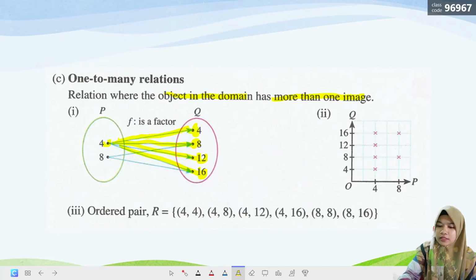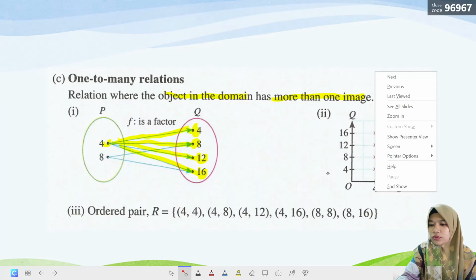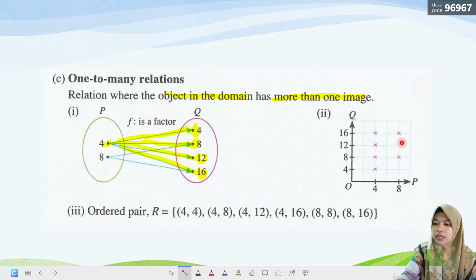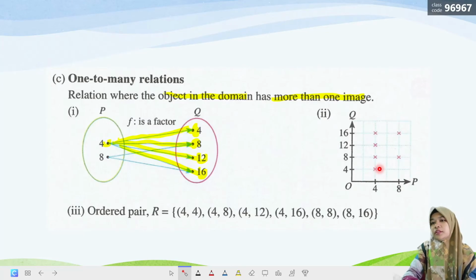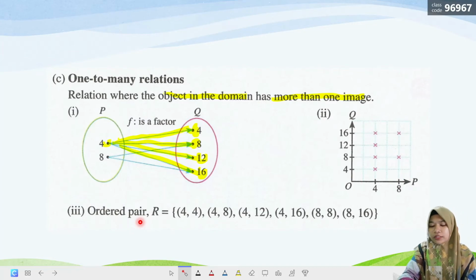Right? And this one, okay, number 2 ni, how you represent by using a graph. Apa yang awak nampak based on this plot? Okay, contohnya kalau set P 4, set Q 4. Okay, set P 4, set Q 8 and so on. When you plot, akan dapat berselerak dia punya plot tu. Okay, awak nak sambung dengan straight line tak boleh. Right? Okay, kemudian ordered pair. What is ordered pair? Okay, bagaimana ordered pair? Macam sama juga macam 1 to 1 and many to 1.